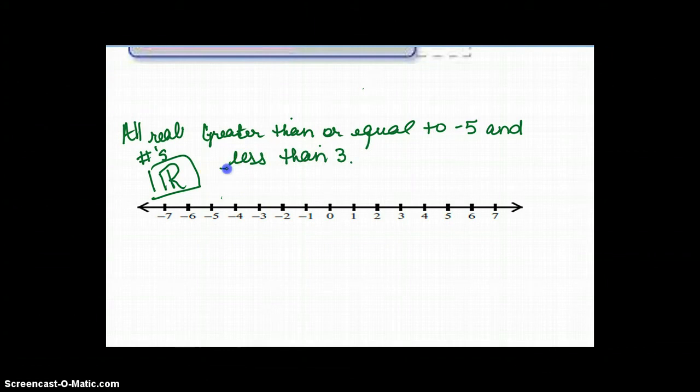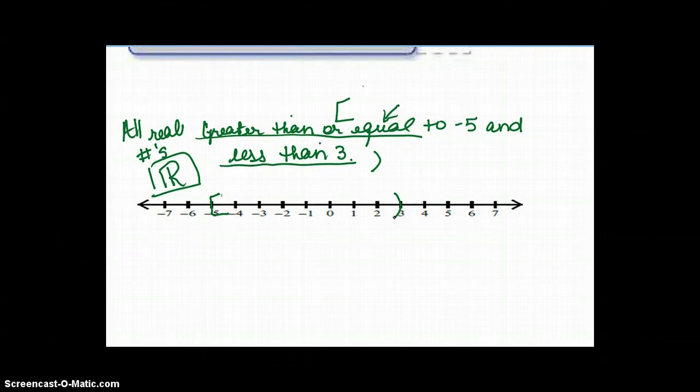Now, we know that this less than 3 and greater than or equal to need to have some sort of different symbols so that we can recognize if it includes -5, if it doesn't include -5, if it includes 3, if it doesn't include 3. Because this one says that it's greater than or equal to, we're including -5, so we're going to use what's called a bracket, okay? And less than 3 is going to use our same parenthesis. That's our first step. Let's put a bracket over -5 and a parenthesis over 3. And we want all the real numbers in between there, so we're going to put in all those real numbers.